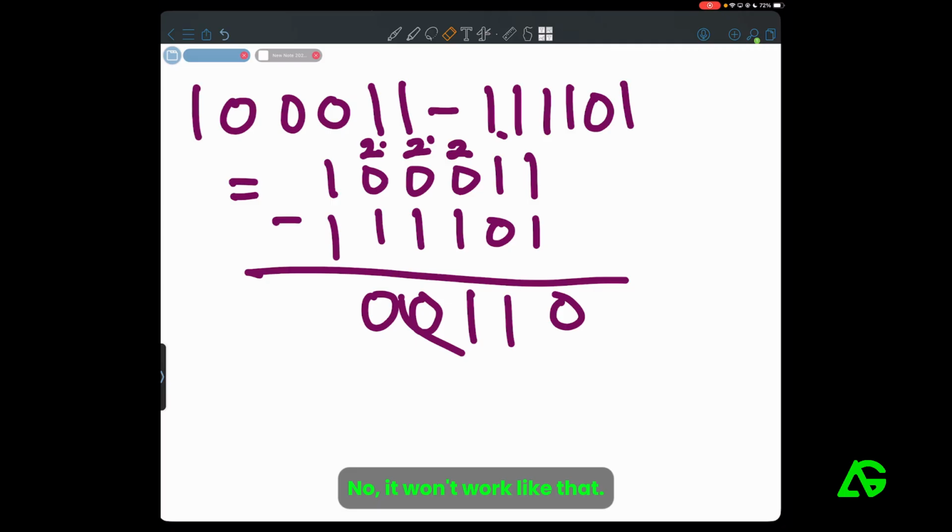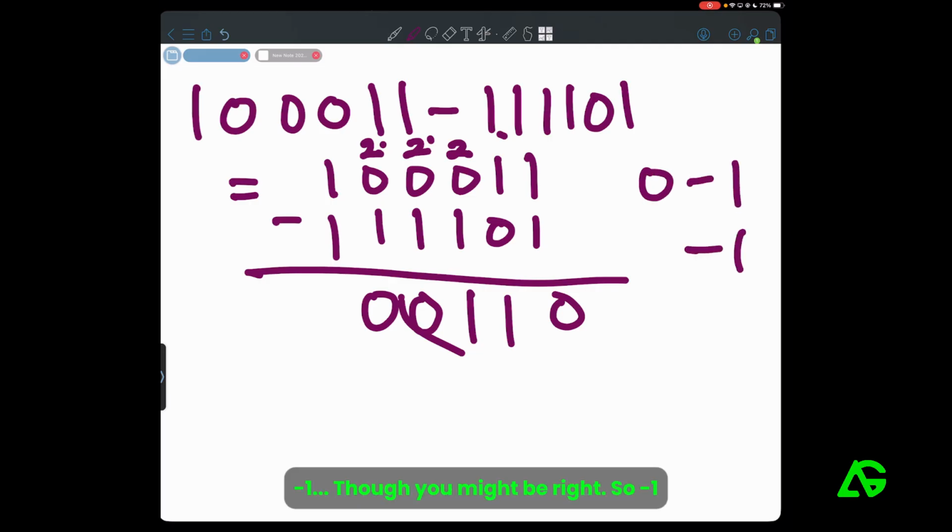No, it won't work like that. You have 0 minus 1. You can't just write 0 minus 1. Okay, we have 0 minus 1. So he said it to be what? Negative 1. So you might be right. So minus 1. Now I'm coming. We'll check it out together.